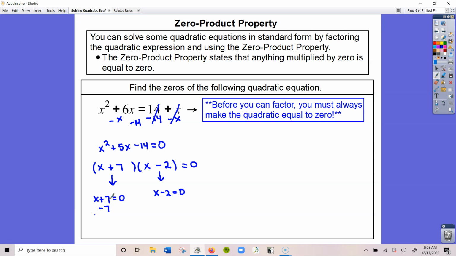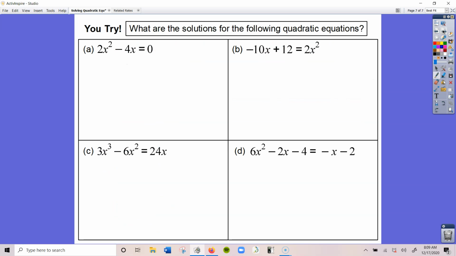So here we'd have to subtract the 7. So x is equal to negative 7. And here we would add the 2. So x is also equal to 2. And these would be my two solutions. So now let's practice with a few more questions. We're going to find the solutions of all of these quadratic equations by factoring.